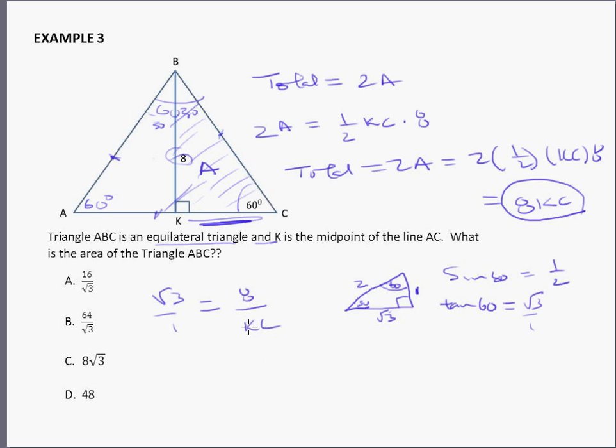So what is our KC? Therefore, our KC will be equal to 8 over root 3. And therefore, if we multiply our KC by 8, and multiply this also by 8, then we get 64 over root 3 as the area of the triangle of interest. And therefore, the answer here will be answer choice C.